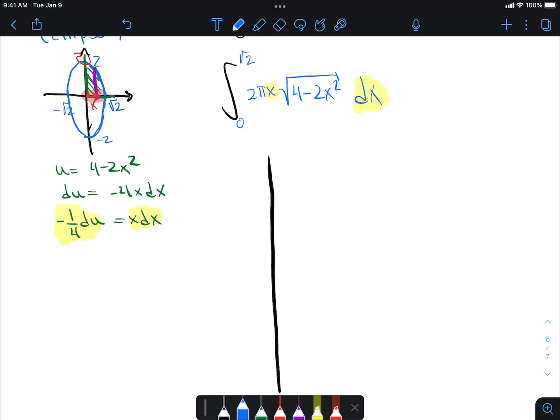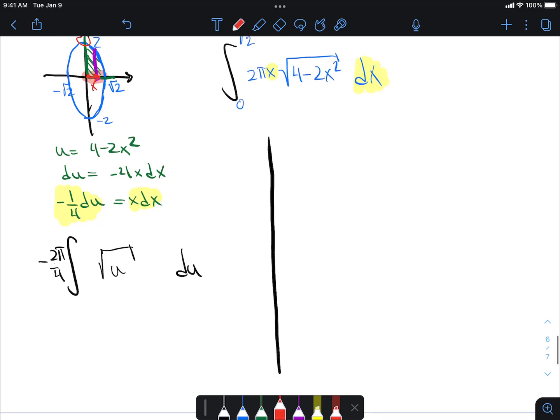So my integral is actually, so minus 1/4, I'll write out du. This 2 pi stays, so put it here with the 1/4. And then the square root of something is the square root of u. I'll recalculate the limits of integration, right? So this is part of the u sub.